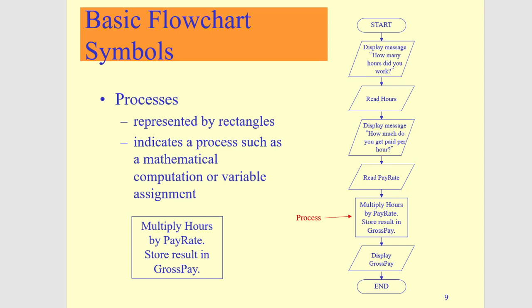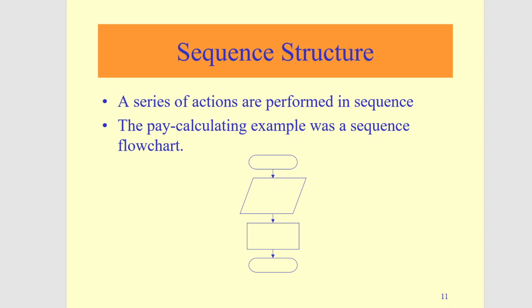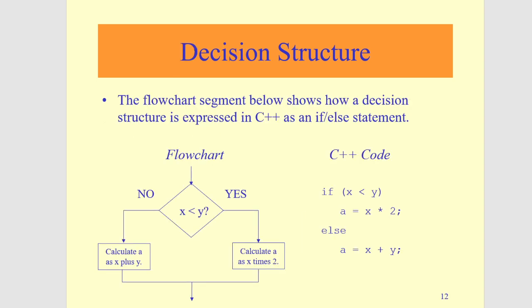Now we have 4 flowchart structures. We have sequence, we have decision, we have repetition, and we also have what we call case. A sequence structure just simply means a series of actions that are performed in sequence. So, it is sequential, one process after another.